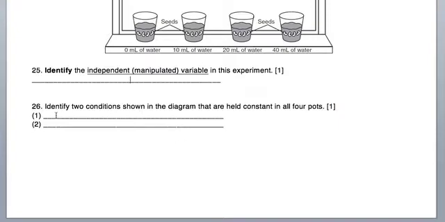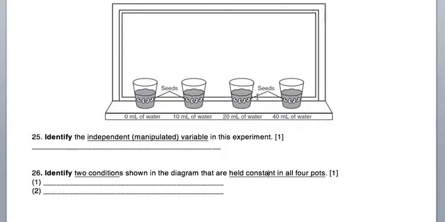Then it asks me to identify 2 conditions shown in the diagram that are held constant in all 4 pots. Again, identify means I simply need to write it down. I don't need to explain things. Constant means control variable, means same. Now, if it wasn't in the picture, could I give it to you? No. If you said type of water, does it tell you you're using the same type of water? No.